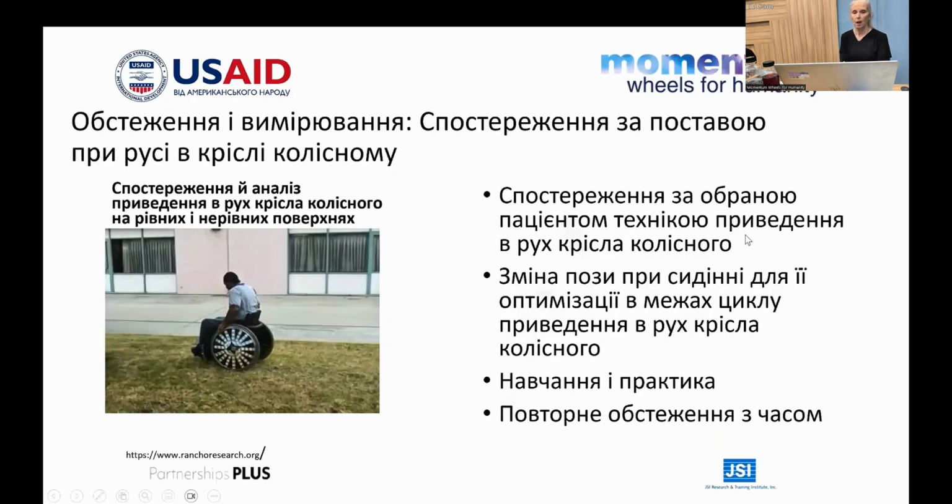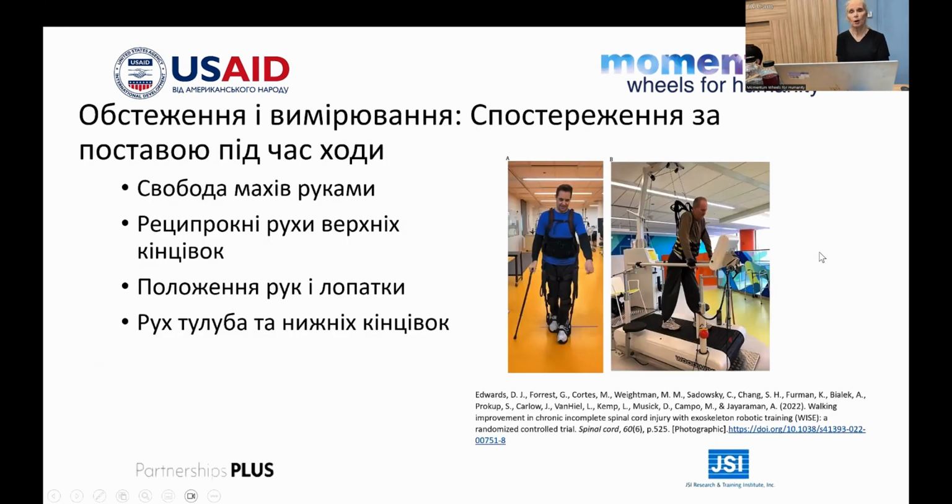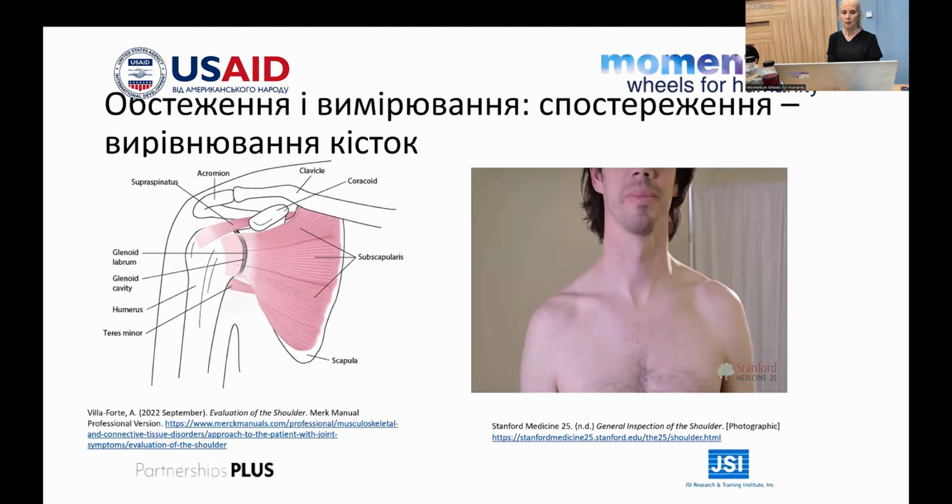Next slide. When they're walking, do they have free arm movement? What's the position of their arm and their scapula? And how is their trunk and their lower extremities moving in relation to their upper body? So we're going to observe the bony alignment. What do you see with this person?